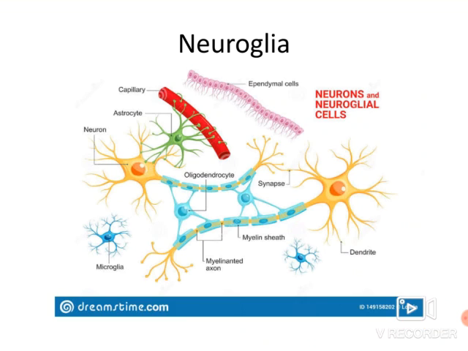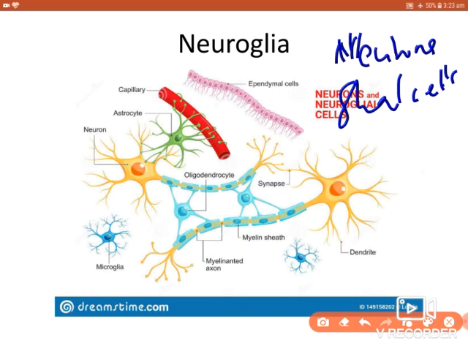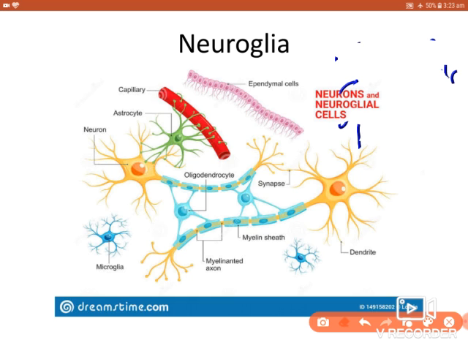Then come the supporting cells of the nervous system. So the nervous system includes the neurons, then supporting tissue, which is called the glial cells, and also blood vessels. This is the neuroglia. So the supporting cells of the CNS form the neuroglia.